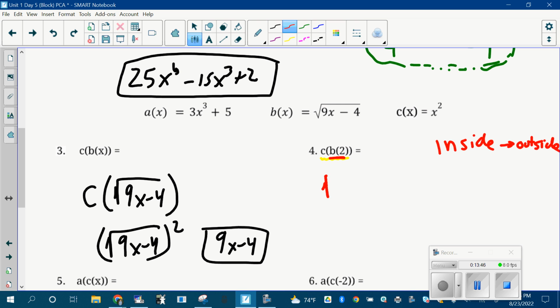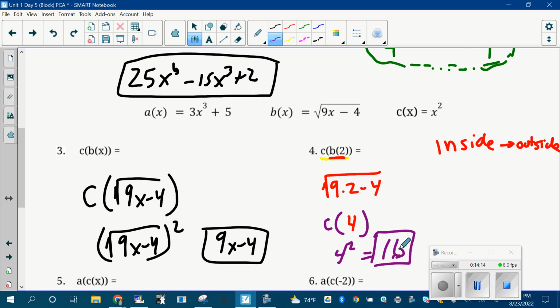I'm going to take B and I'm going to stick in 2. 18 minus 4 is 16, square root of 16 is 4. And when you get that answer out, you then take that answer, and that's the input into C. So whatever you got out for B of 2, you stick that into C. And now we're going to do C of 4. I'm going to do 4 squared, we get 16.